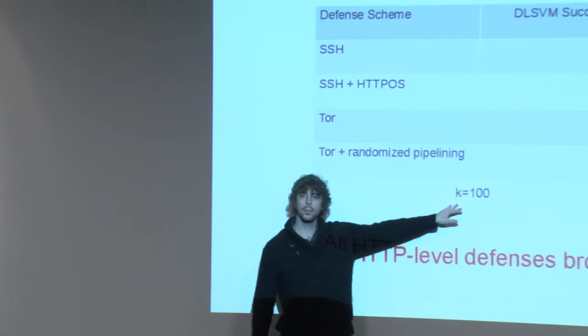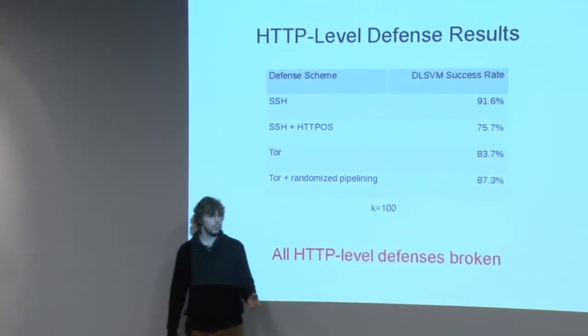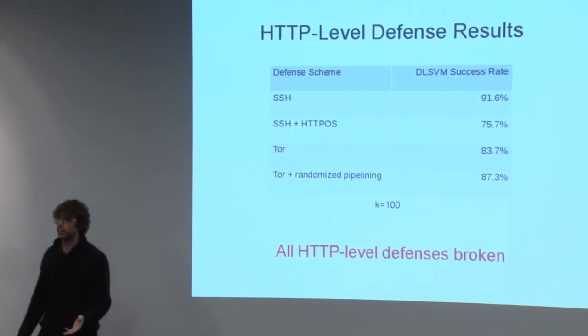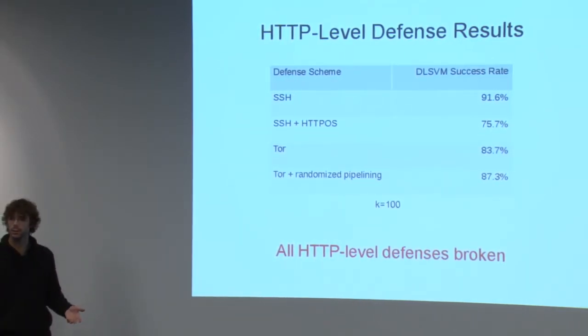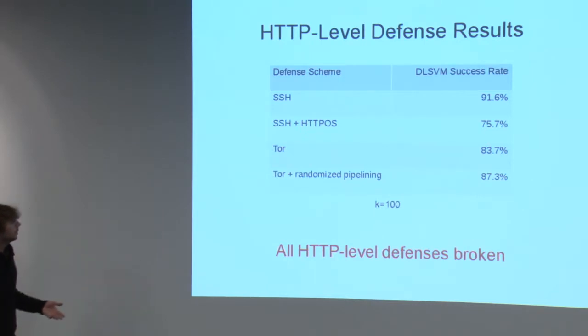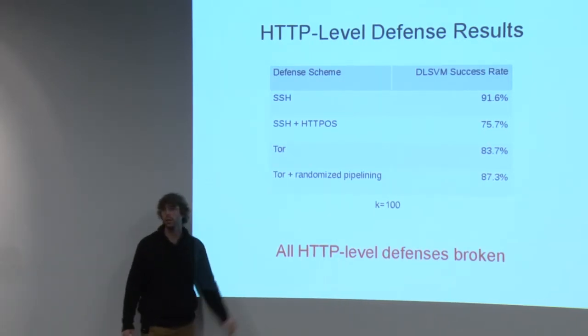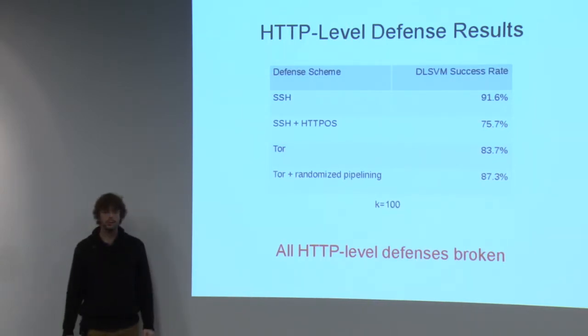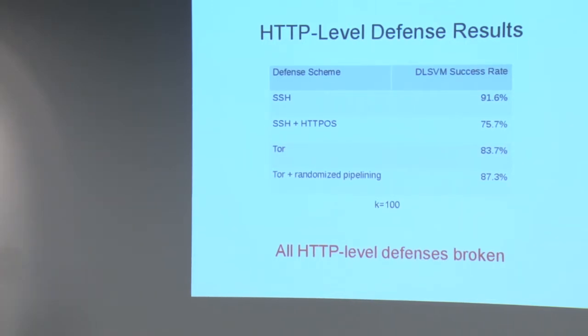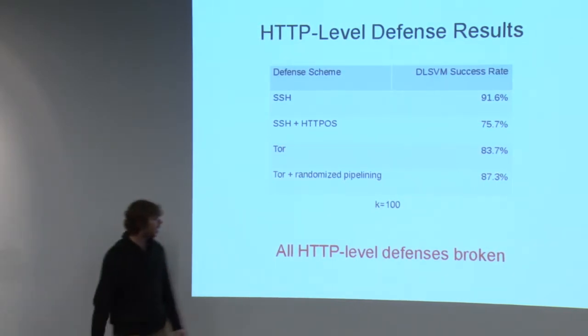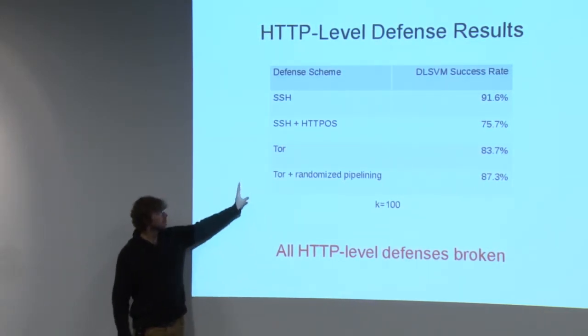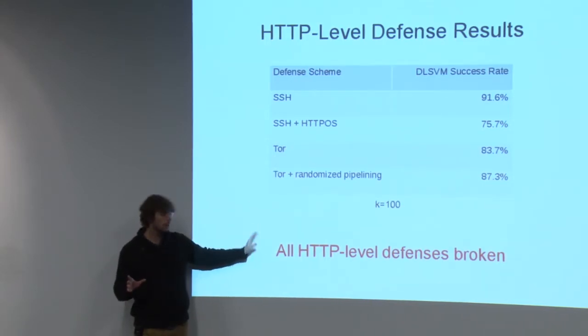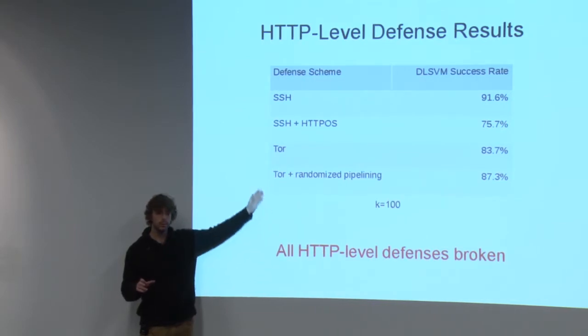So here are the results. This is when we have a universe size of k equals 100 websites. Now, if you think about random guessing, which would be the ideal level of security, you would hope that the attacker would have a 1% chance of guessing what website you were visiting if you were using an encrypting proxy. But in fact, what we find is that the attacker has somewhere upwards of 75 to even 90% success rate at guessing which of 100 websites you were visiting. So we were delighted. It was a surprising result. And what this means is that depending on how much security you want, these defenses are probably not going to give it to you.